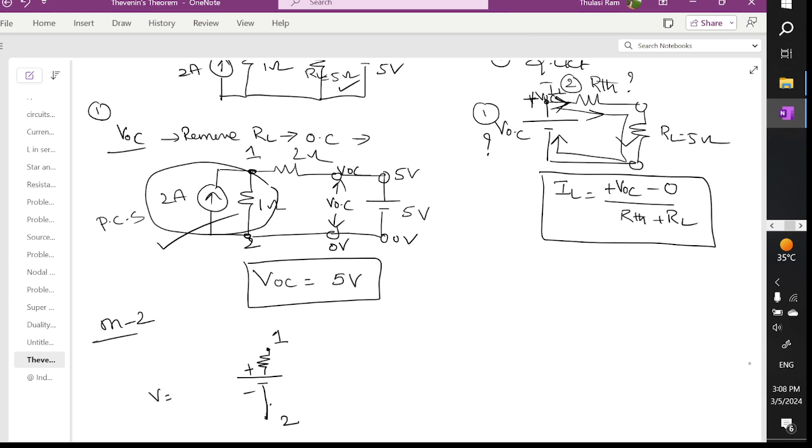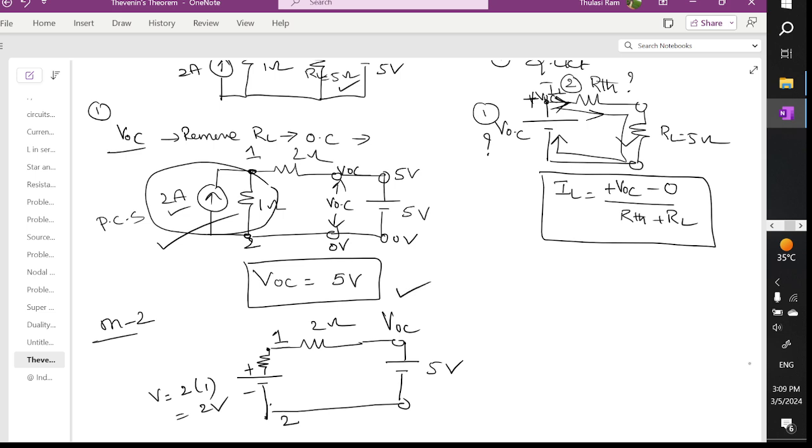Since current is going up, this will be the positive terminal, and this the negative terminal. V is equal to I into R. I is how much? 2, and what is the R value? Into 1. So this will act as a 2 volt source, and you are going to have a 2 ohm resistor, and here we have the source of 5 volts. Okay, so now we need to find this VOC at this point.